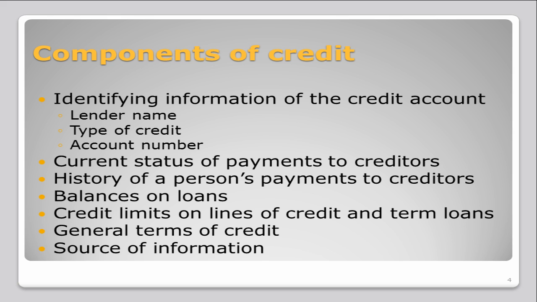With the identifying information of the credit account, we're looking at the lender's name because we want to make sure that the credit line that you see is actually the borrower's credit line. You'd be surprised how often, even when we're not talking about a junior and a senior with the same name, you'd be surprised how often we end up with the wrong person's credit on a credit report. The type of credit is very important because one of the aspects of how credit scoring is done is based on the type of credit.